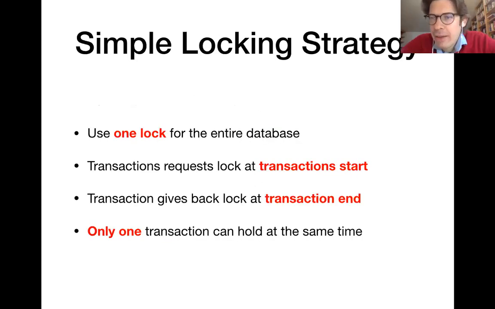Let's start with something very, very simple. Let's say that we just make one big lock for the entire database. So if a transaction wants to do anything with the database, it first has to request the lock on that database, and it waits until it gets it. Then it performs its operations, and at the end, the transaction gives back the lock on the database to the lock manager. So that means that essentially only one transaction can hold this lock on the database at the same time.